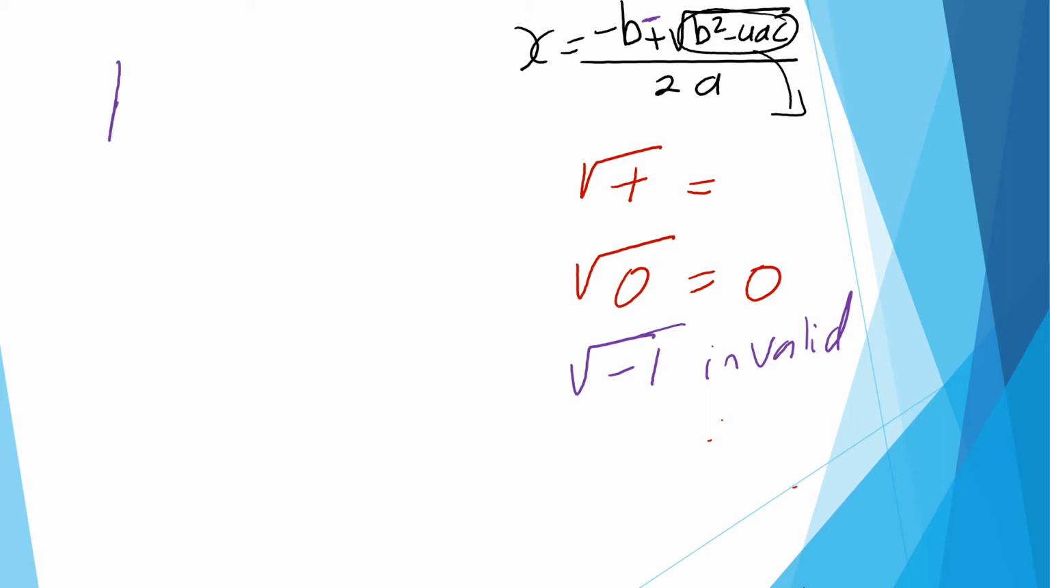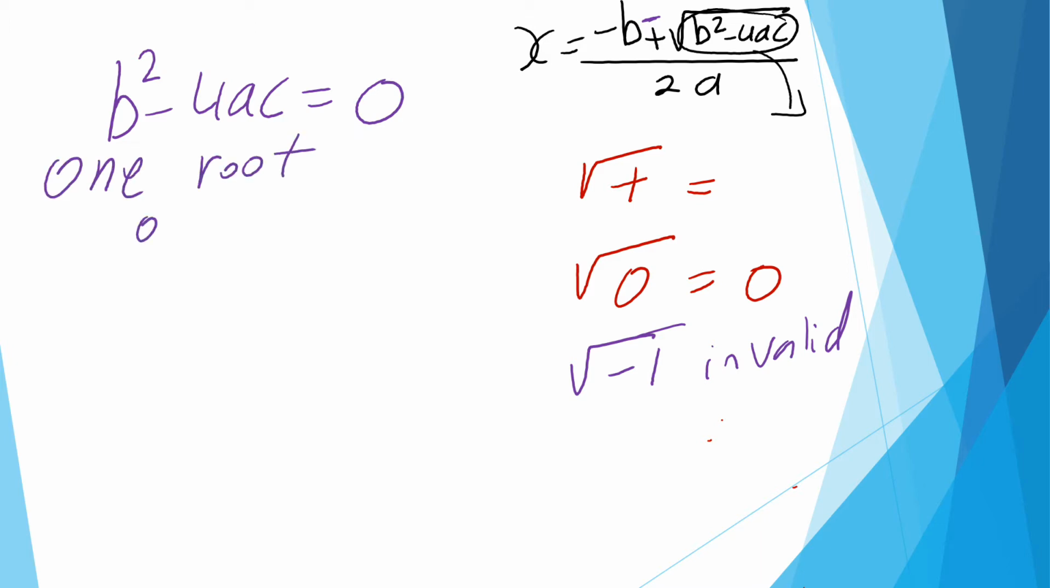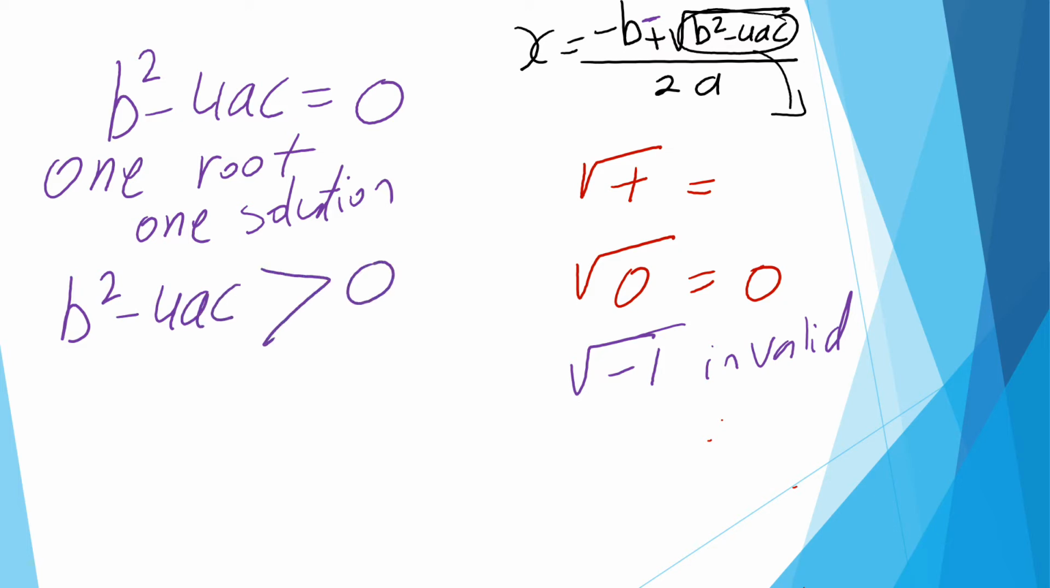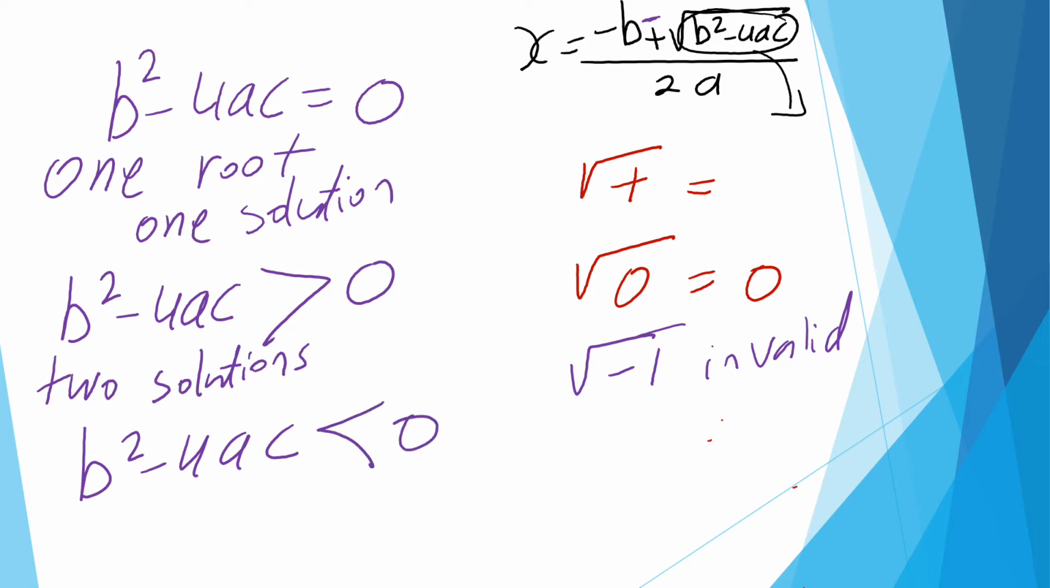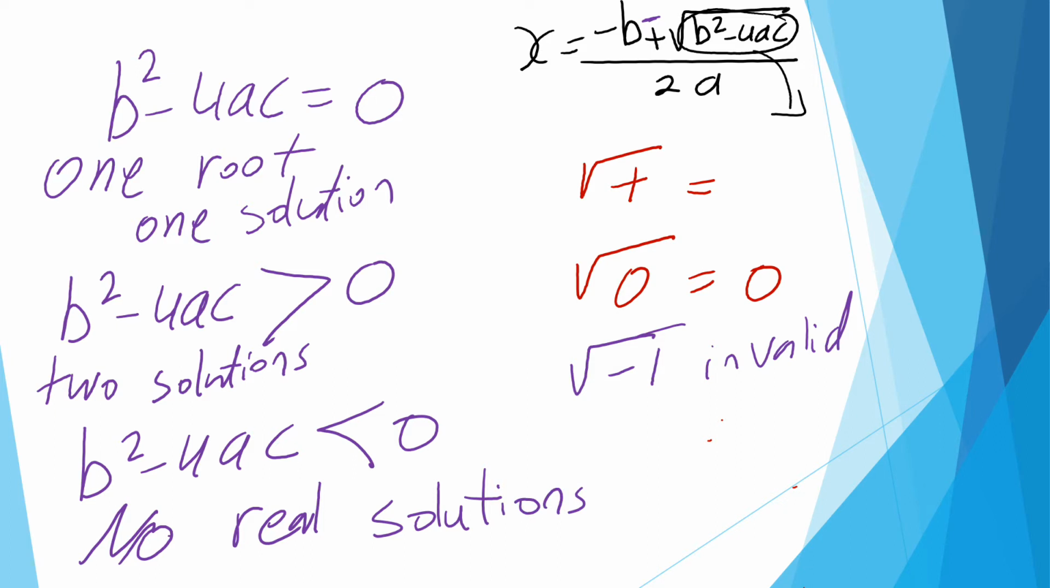So if b squared minus 4ac equals 0, it means you have one root or one solution. If b squared minus 4ac is greater than 0, it means you have two solutions. If b squared minus 4ac is less than 0, you have no real solution, because in year 13 there will be solutions called imaginary solutions or complex solutions, but for now there are no real solutions. You can use the word solutions or roots, they both mean the same thing.